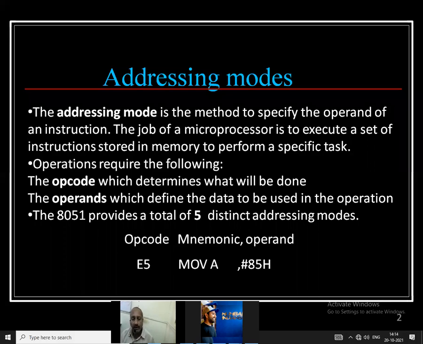When the machine gets the input E5, at that time it comes to know what the user wants: MOV A, #85H. In this way, the opcode, mnemonic and operand are available in each instruction. For each instruction the opcode is unique. It is different for different instructions.